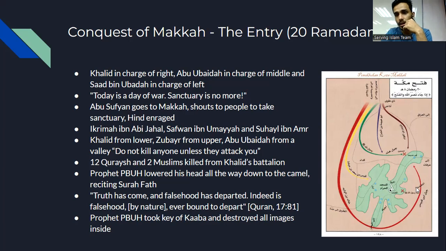Khalid bin Walid is going around the entire Makkah, coming from the south. And Zubair is going further north and entering Makkah towards the north. And then the rest are entering Makkah from the north center, Abu Ubaidah and Muhammad sallallahu alaihi wasallam. So Khalid bin Walid's contingent is then attacked by the people who were with Ikrama and Safwan and Suhail bin Amr. And then 12 of the Qurayshis are killed and 2 Muslims are martyred. But other than that, in the conquest of Makkah, other than these 14, no one is killed in actual battle.